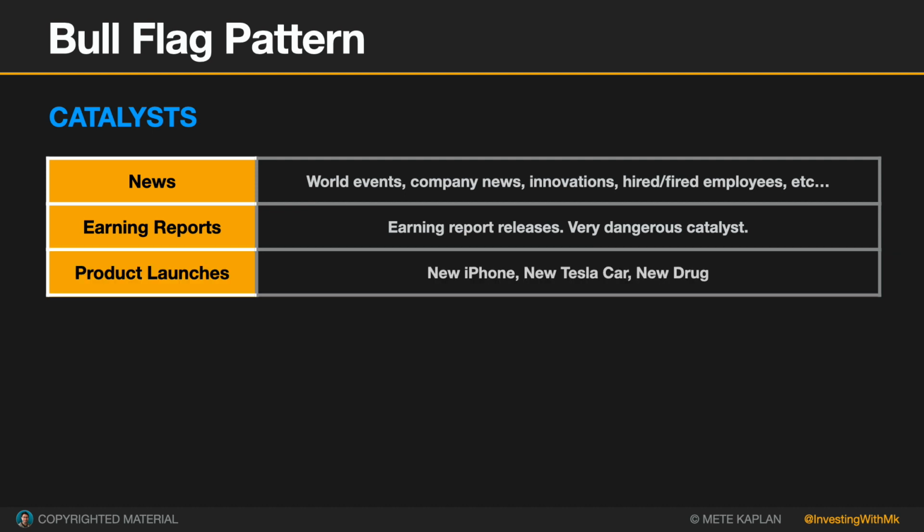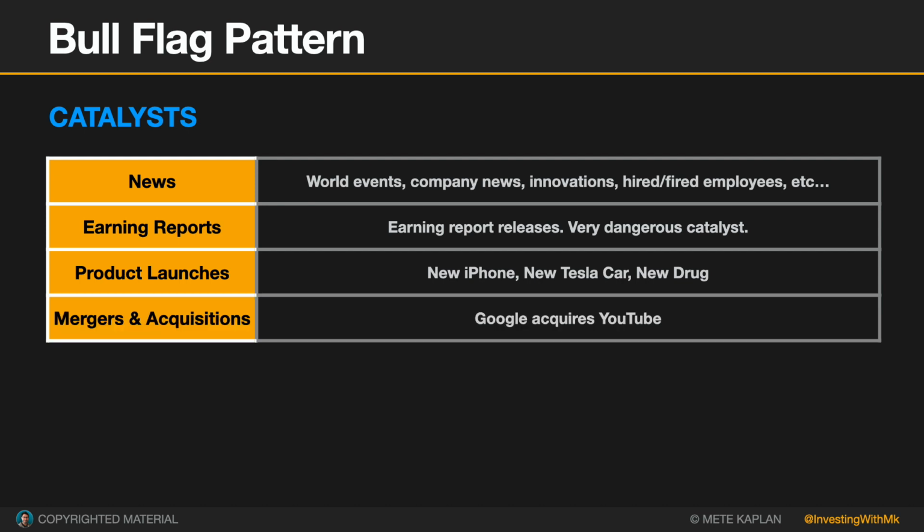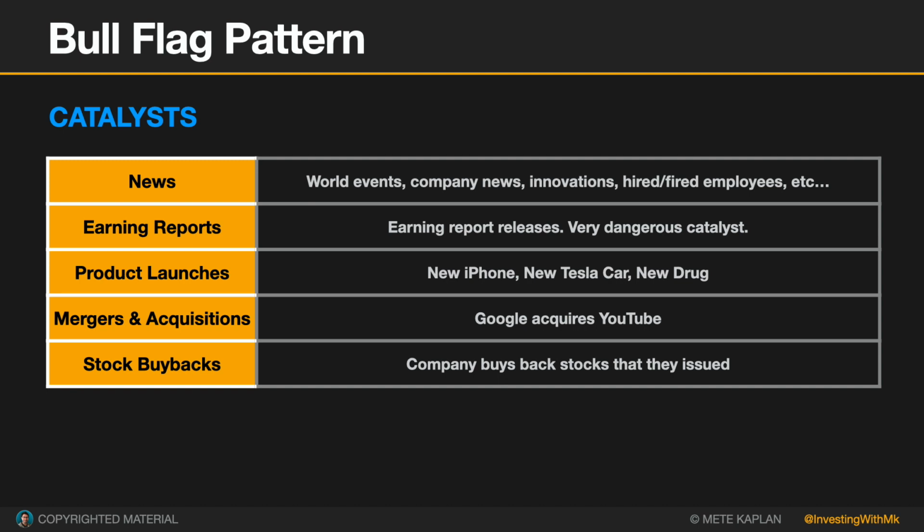Product launches. These are announcements or public events like Apple events each year. I like them and trade with them a lot. Mergers or acquisitions. One company joins another company or acquires another company. These are really big events and create very big moves in the stock prices. Stock buybacks. A company buys back some of its available shares. This generally increases the value of the remaining shares due to the reduced supply in the market.